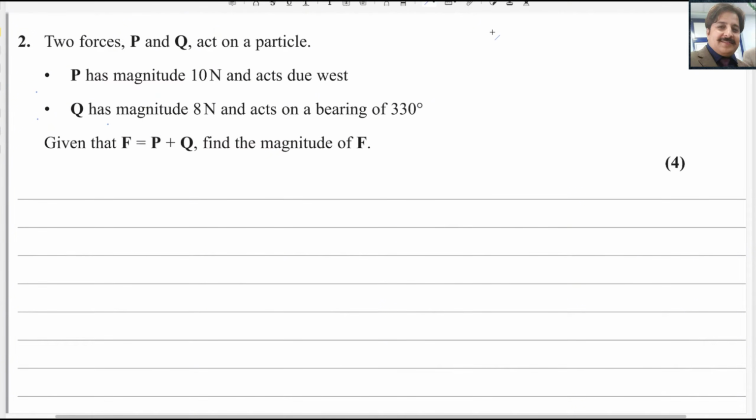Let us start question number 2 from Pearson Edexcel A level exam for Mechanics 1. This exam is taken in May 2024. Paper reference code is WME 01/01. Two forces P and Q act on a particle. P has magnitude 10 Newton and acts due west. Q has magnitude 8 Newton and acts on bearing of 330 degrees. Given that F equals P plus Q, find the magnitude of F.